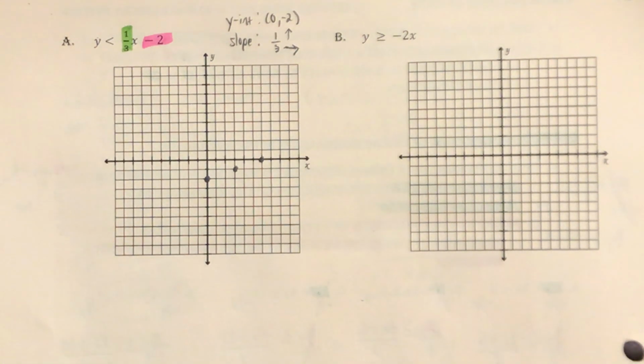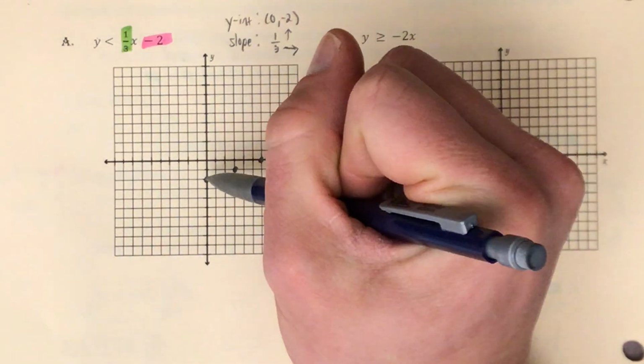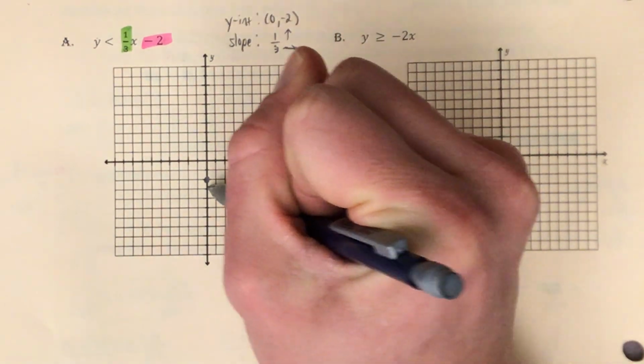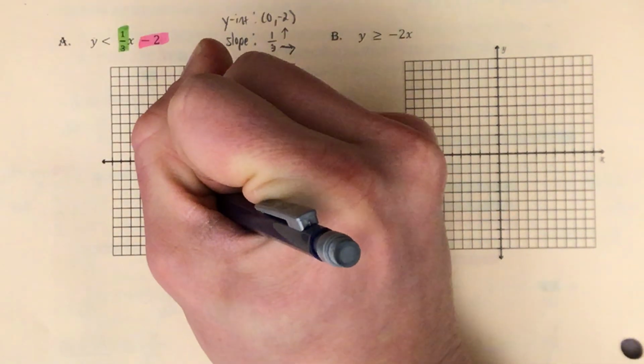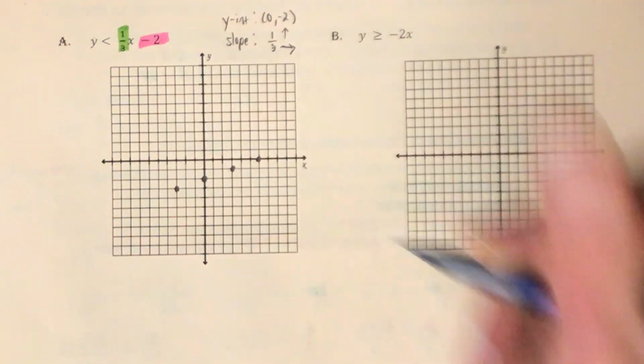Also remember, you can do the exact opposite of both movements with slope. So instead of rising 1, I could fall 1, and instead of moving to the right 3, I could also move to the left 3, and that also will create a point on the line.